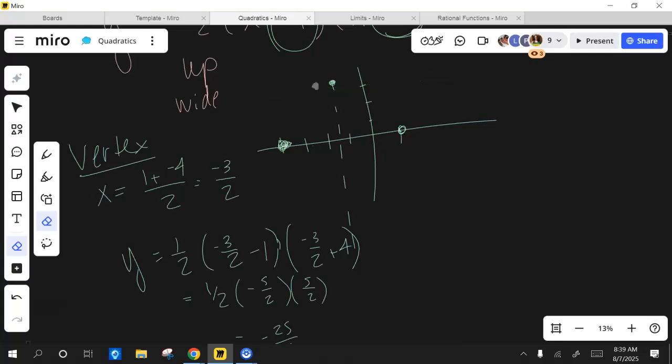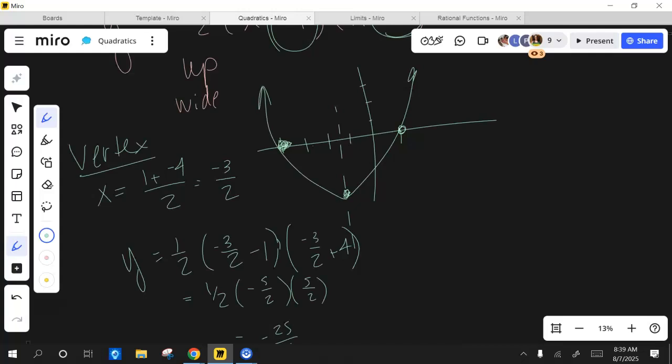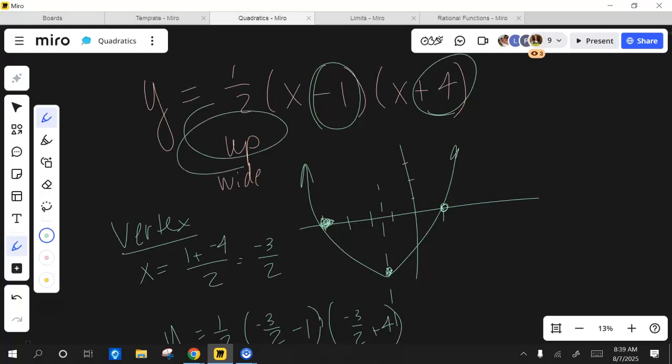Y'all stop me because I make mistakes all the time. It goes down here. That was a good catch. How did you know mine was wrong? I did that on purpose to make sure y'all were paying attention. All right, yes, it goes up. So you are right. The range would be y is greater than or equal to negative 25/8. All right, my bad, my fault, I'm sorry.